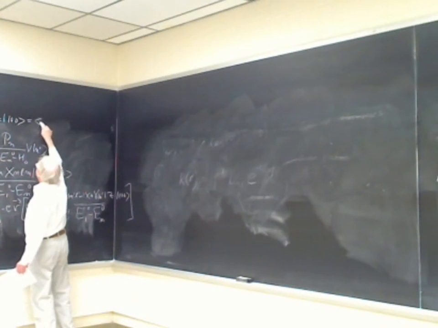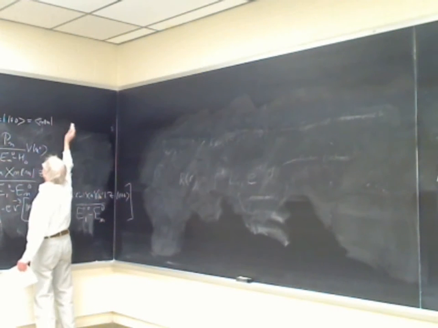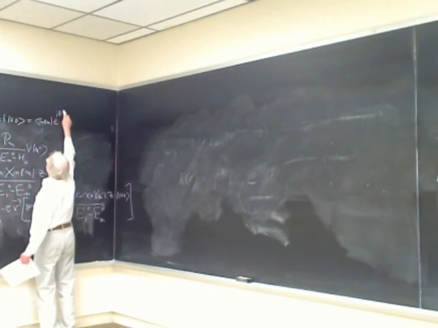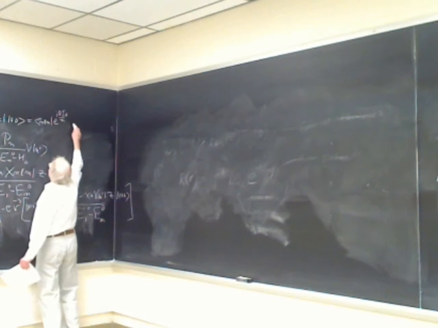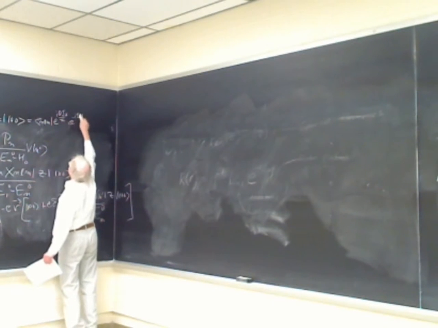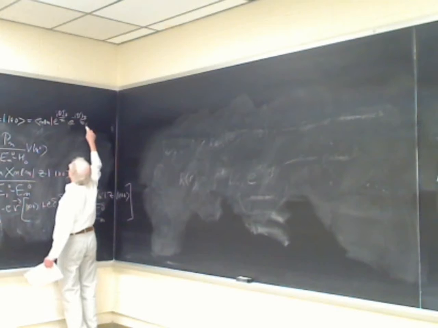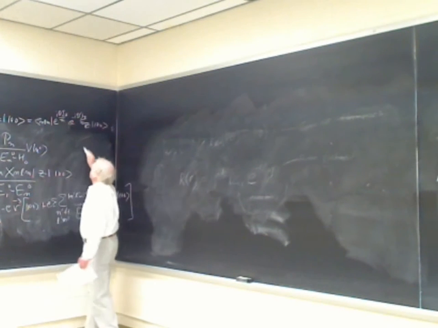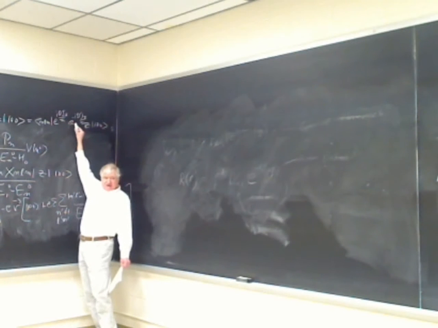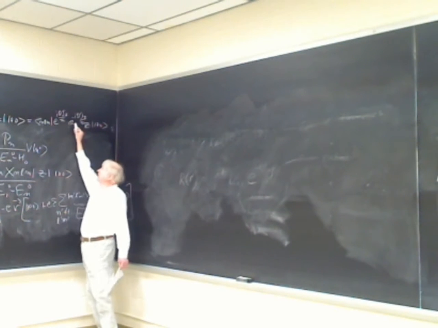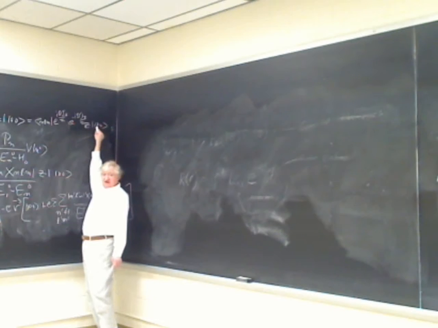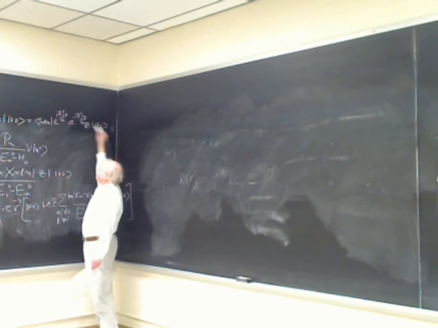You can stick in here, NLM, the identity in the following form: e to the i theta J3 over h bar, e to the minus i theta J3 over h bar, Z, 100. This is a rotation about the z-axis by angle theta. When it hits z, it doesn't do anything because z is pointing in the z-direction. When it hits a spherically symmetric state, it doesn't do anything. So this has no effect.